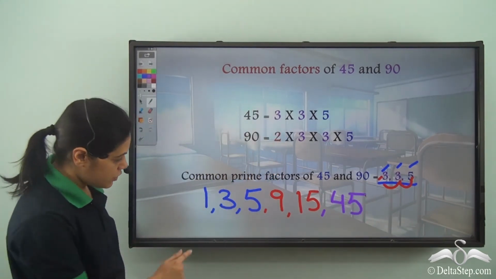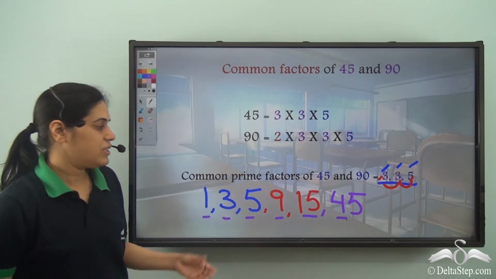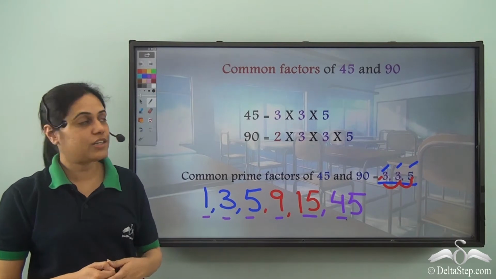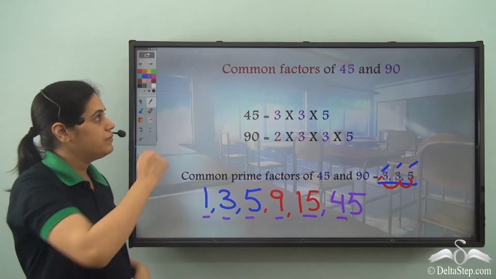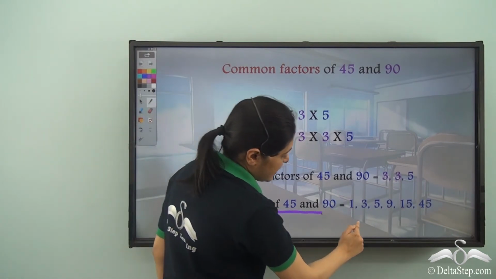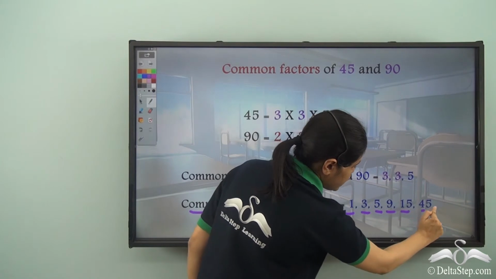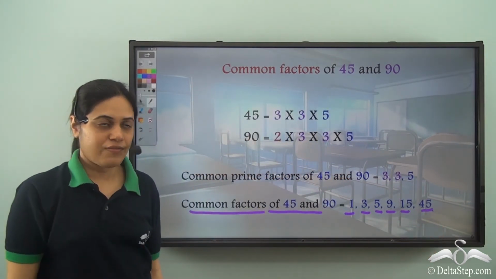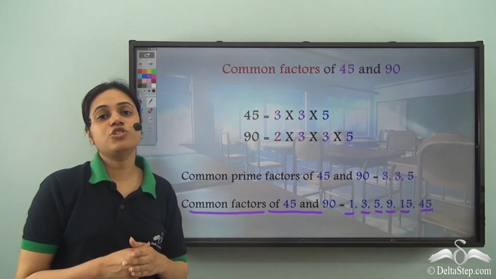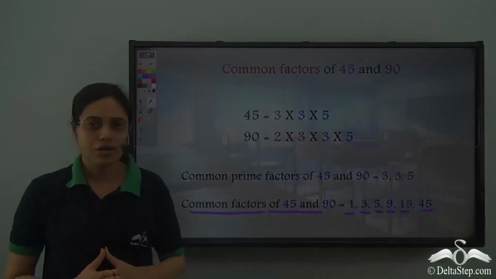So 1, 2, 3, 4, 5, 6. These are the 6 common factors of 45 and 90. So the common factors of 45 and 90 are 1, 3, 5, 9, 15 and 45. And you see, we have found it so easily using the prime factorization method.